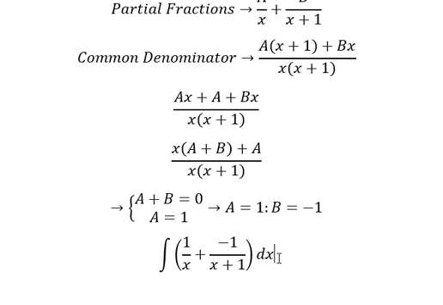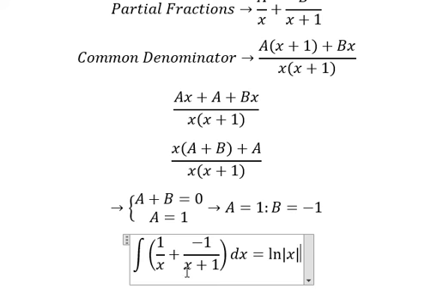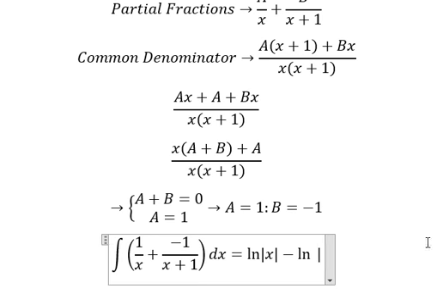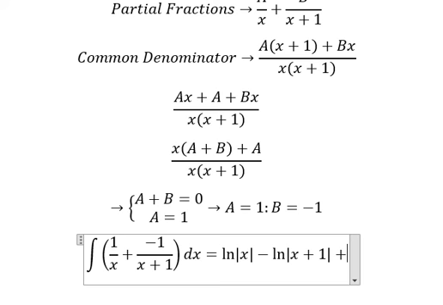The integral of 1 over S, you got ln of the absolute value of S. The integral of negative number 1 over S plus 1, you got negative ln of the absolute value of S plus 1. And we put C.